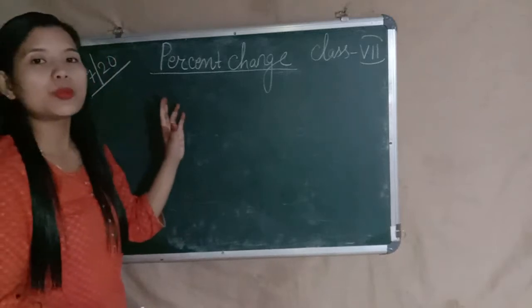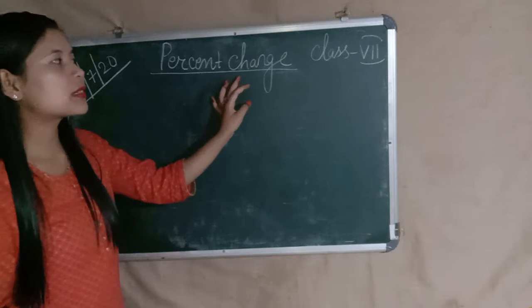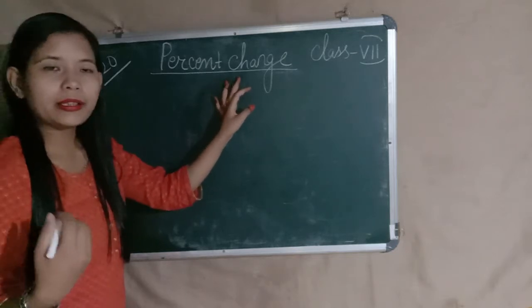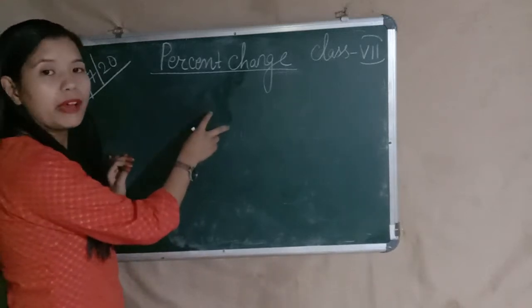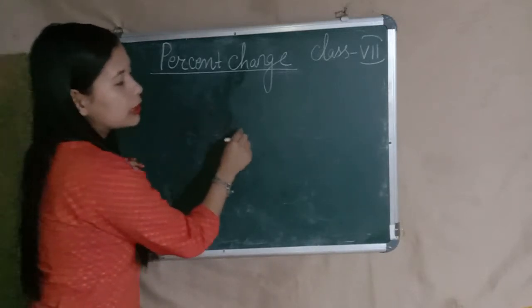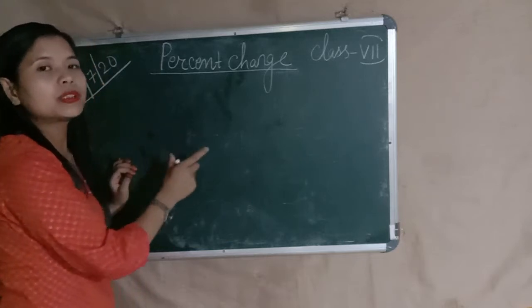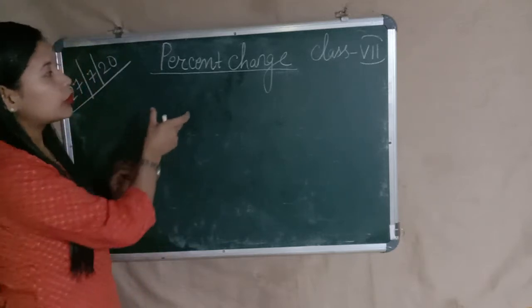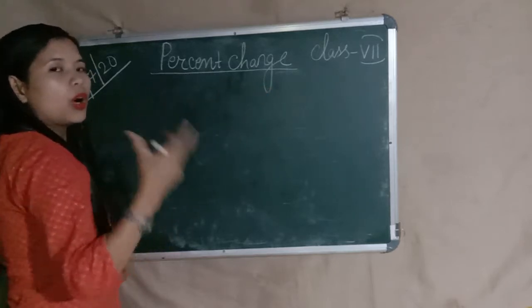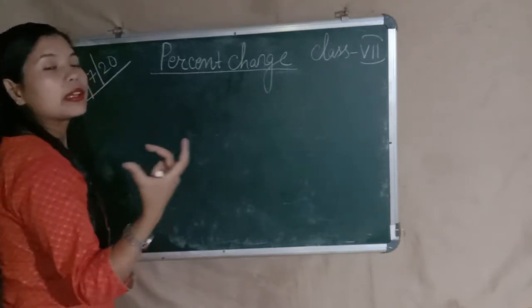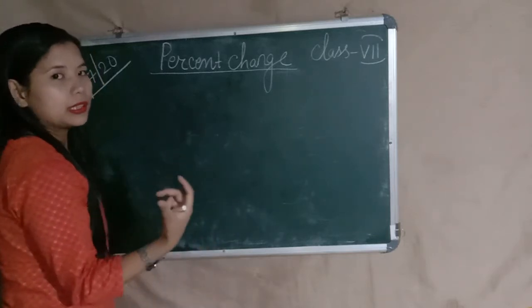So there are two words here, that is percent and change. Change means nothing but either an increase or a decrease. There is an original value, and if there is an increase or decrease in that value, then we term it as change. We will be finding the percentage change, meaning by what percent there is an increase in a certain number and by what percent there is a decrease in a certain number.